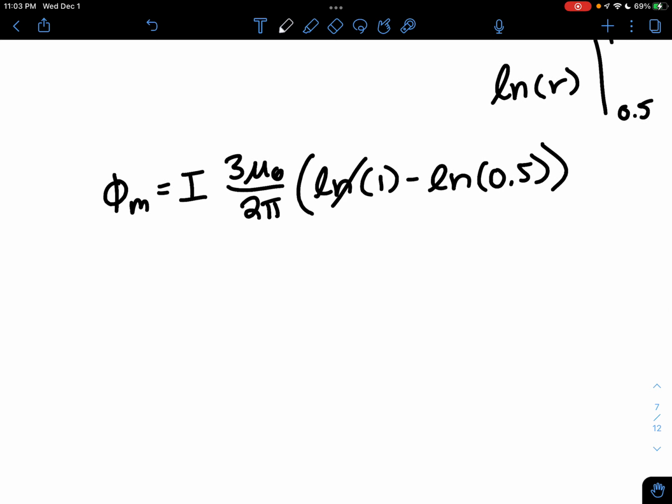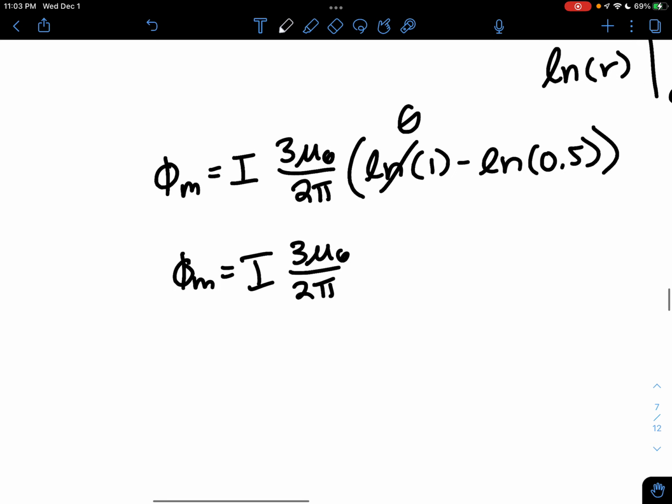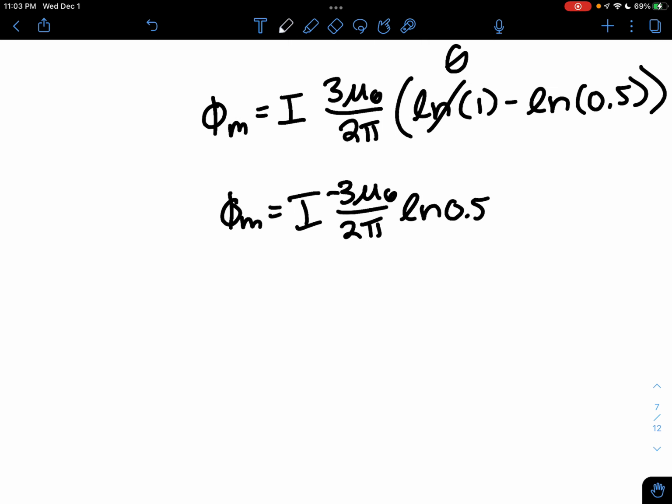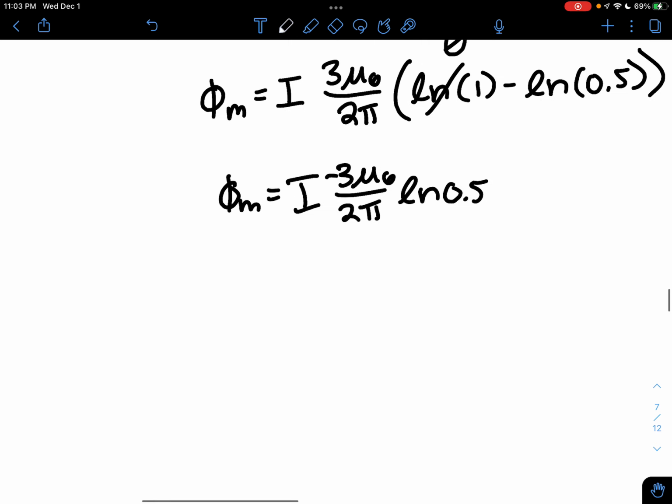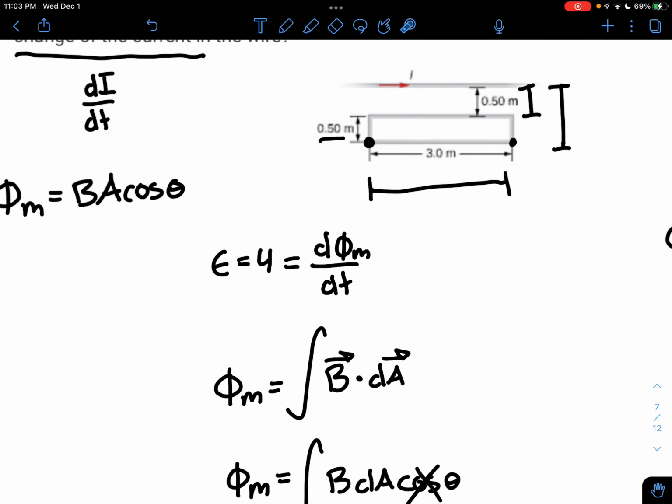Ln of 1 is just 0, right? So one more time, just simplifying it real quick. I times 3 mu naught over 2 pi times the negative ln of 0.5, right? Cool, lovely, great. Now, we don't have our magnetic flux as just a value. We go all the way back up here.